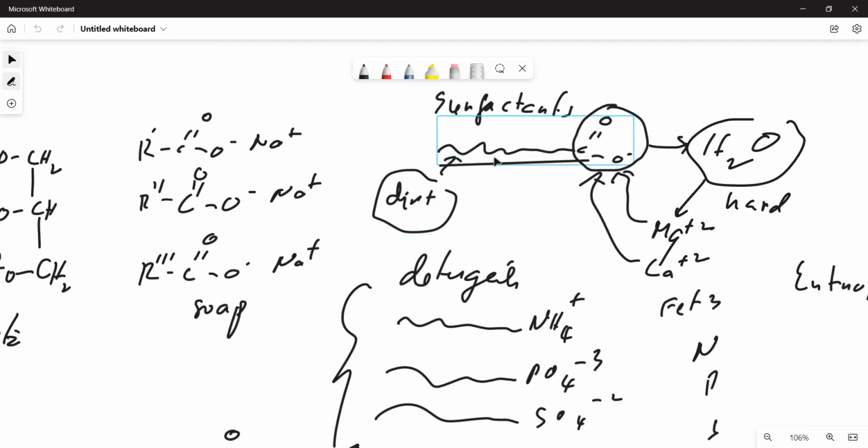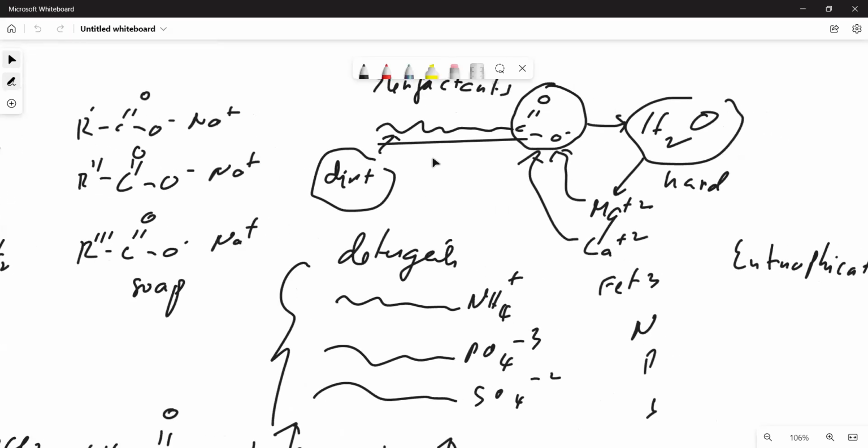So the non-polar tail of your surfactant or soap will remove that, and the polar group will be attracted to the water that you are using in washing, through hydrogen bonding. In effect, the dirt will be removed from the clothes. But the efficiency of cleaning is very dependent on the type of water that we are using.